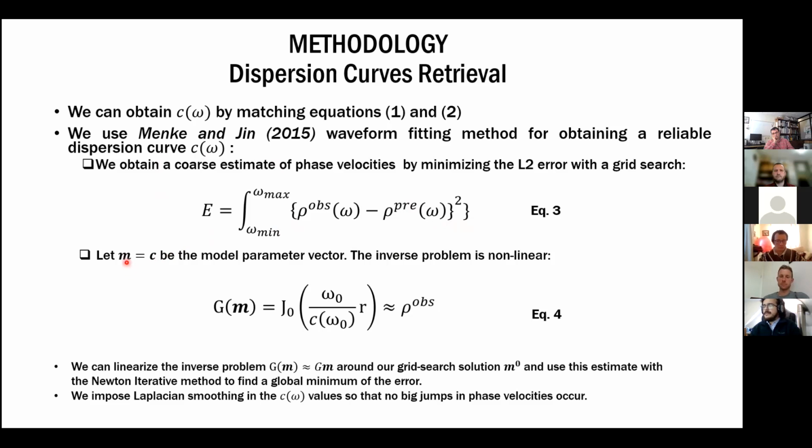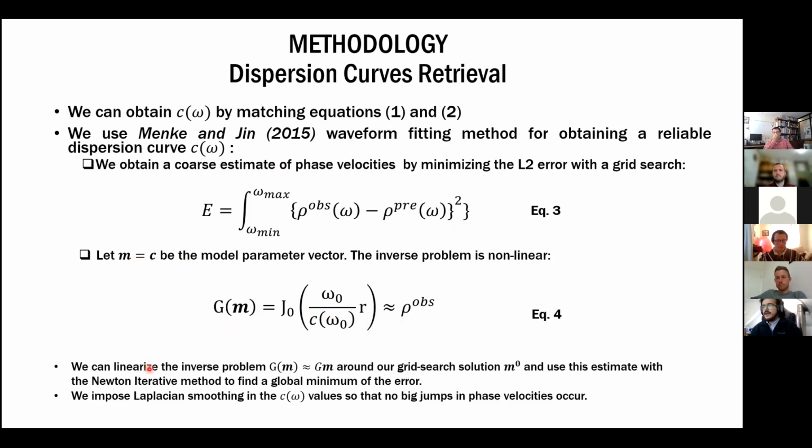If we let M be equal to C, the model parameter, we will be in the presence of an inverse problem which is nonlinear. Why is it nonlinear? Because we relate the kernel as a function of M. M will be inside of this Bessel function. Obviously, this is nonlinear. There is no way to take M out of the equation, and that's the reason the inverse problem is nonlinear.